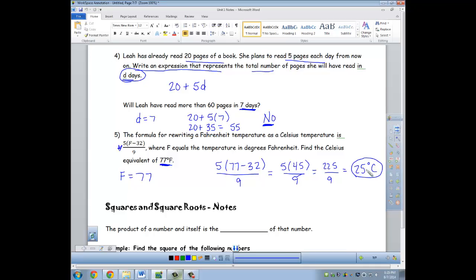So that's our start with variables. So just take out whatever variable that they have and replace it with the number and solve using your order of operations, and you'll be good to go.